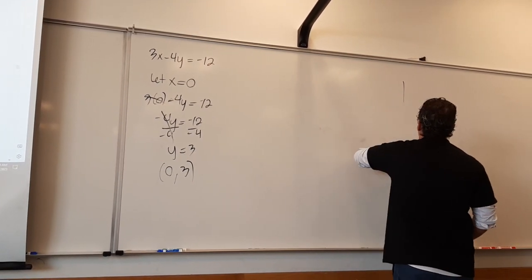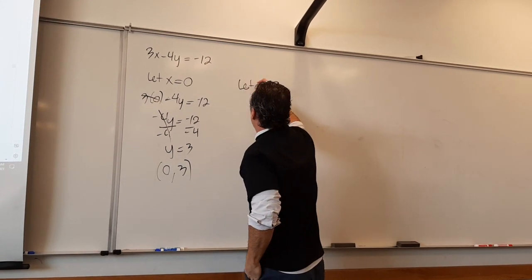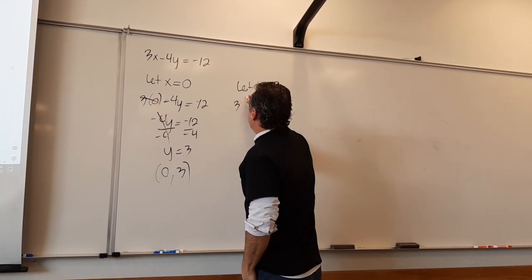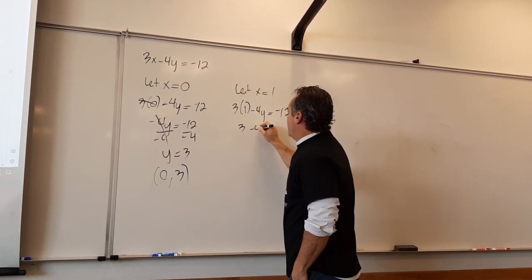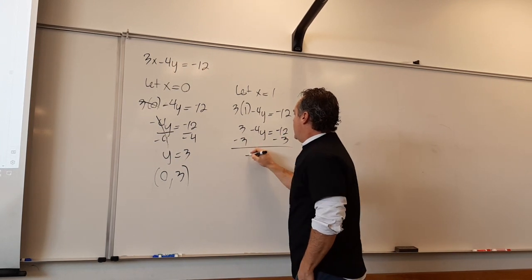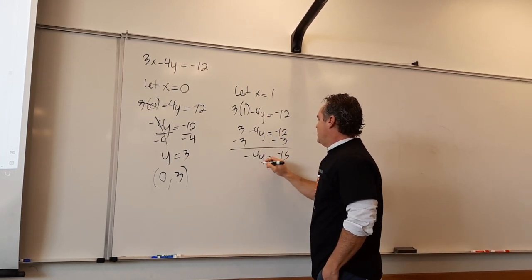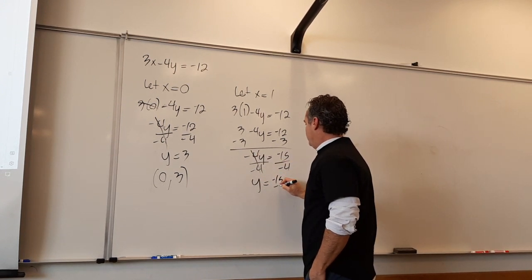So I'm going to pick another value for x. What do you want to let x equal this time? 1. Okay, let x equal 1. All right, we'll do that. 3 times 1 minus 4y equals negative 12. This is 3 minus 4y equals negative 12. I'm going to subtract 3. I get negative 4y equals negative 15. I divide by negative 4, and I get y equals negative 15/4.